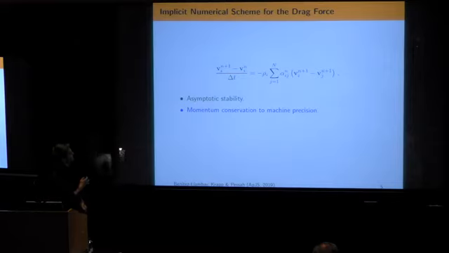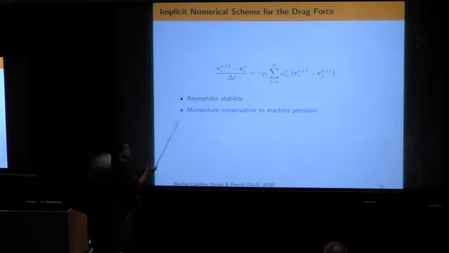Another thing we proved was momentum conservation to machine precision. We want to study the momentum transfer between different species, so we would like to conserve momentum, right? So that's also very important. It's something that can be proved as well for an arbitrary number of species.